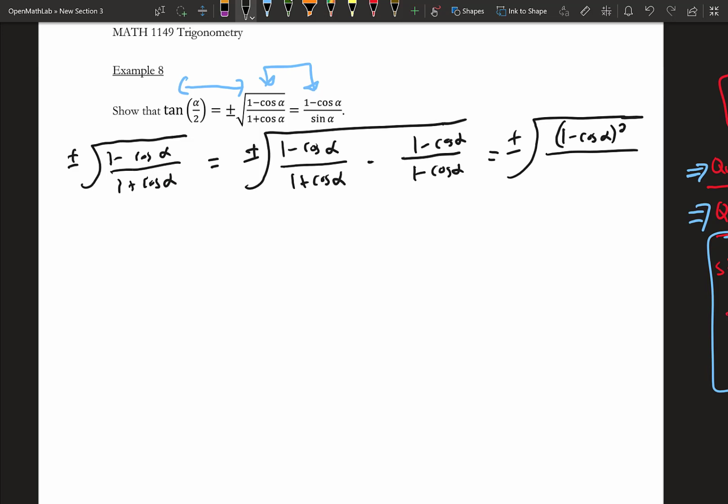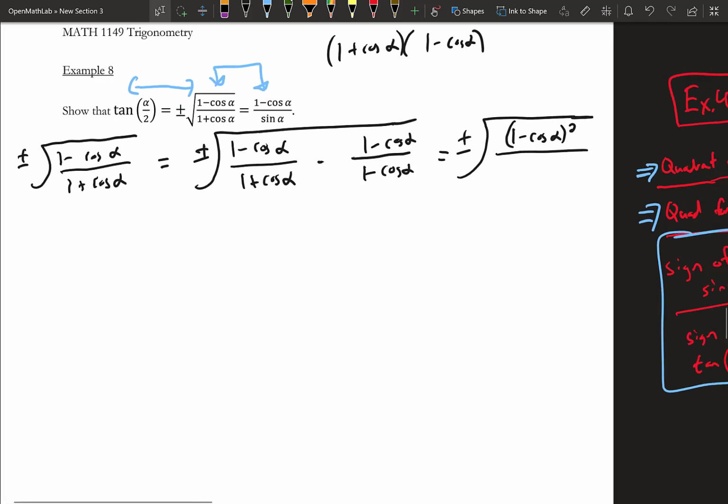And then I have to multiply the bottom through. I'm going to have to FOIL, right? Because 1 plus cosine alpha times 1 minus cosine alpha, that's a difference of squares. That's just going to equal 1 squared minus cosine alpha squared, and 1 squared is just 1, so it'd be 1 minus cosine squared alpha, right?